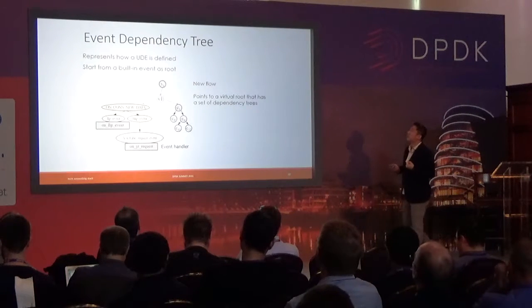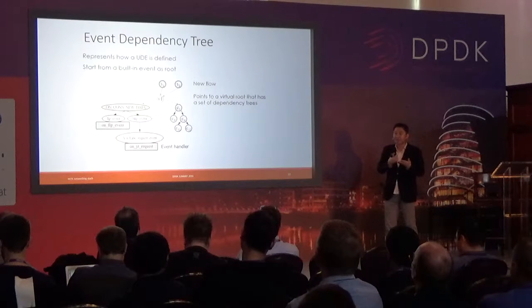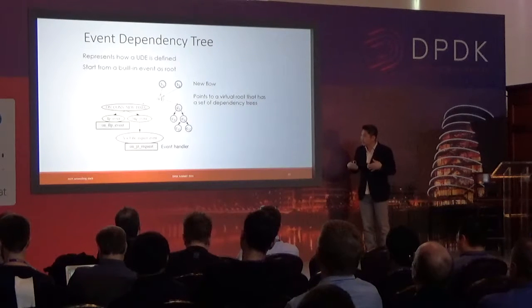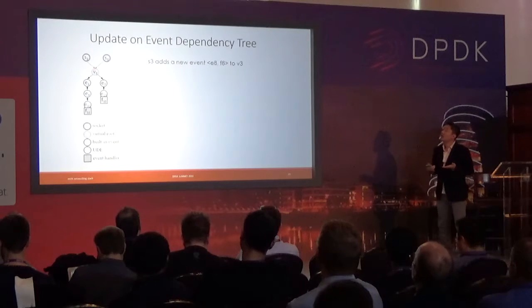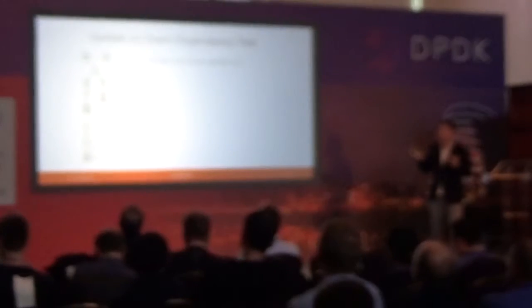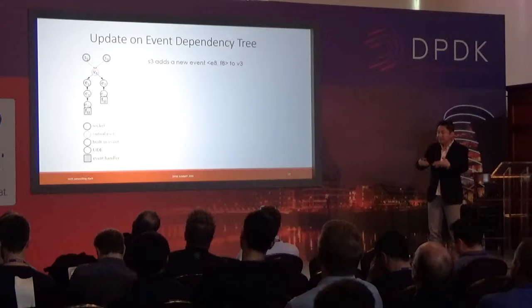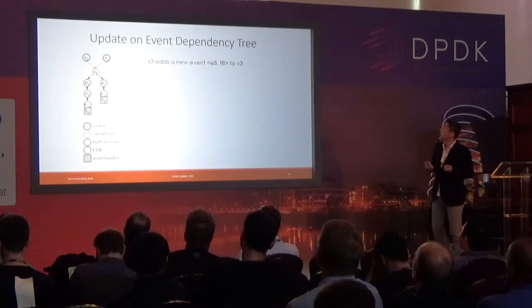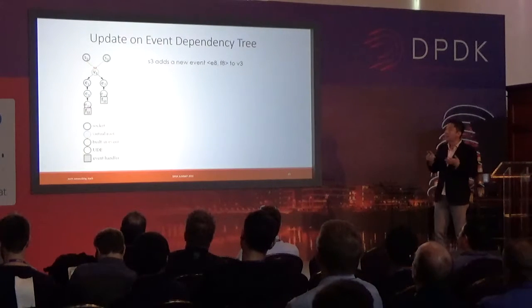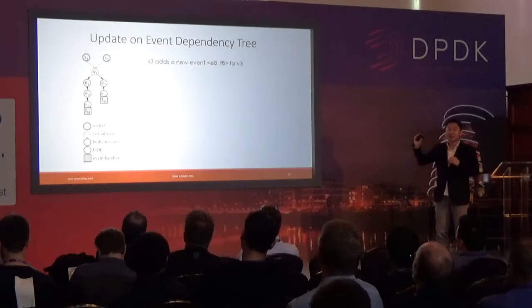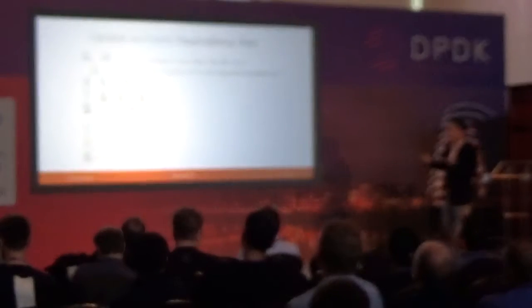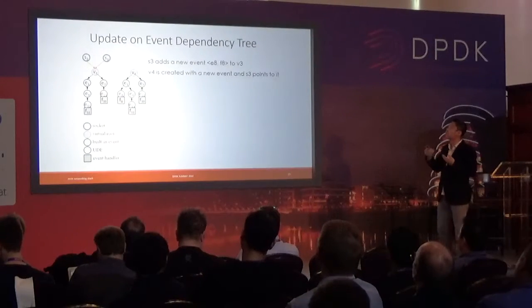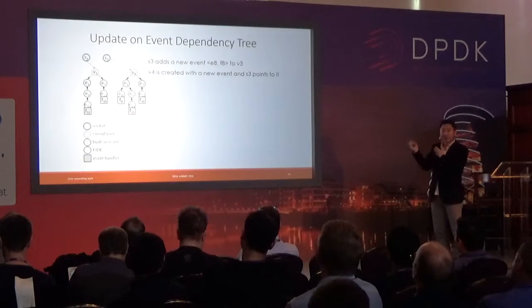And if a new flow shares the same set of events, you can just point to the same root. Simple. So let's say S2 and S3 are pointing to the same set of events, V3. And then S3 wants to add a new event, event E8, and F8 is its event handler. So a new tree is created, and S3 now needs to point to this one.